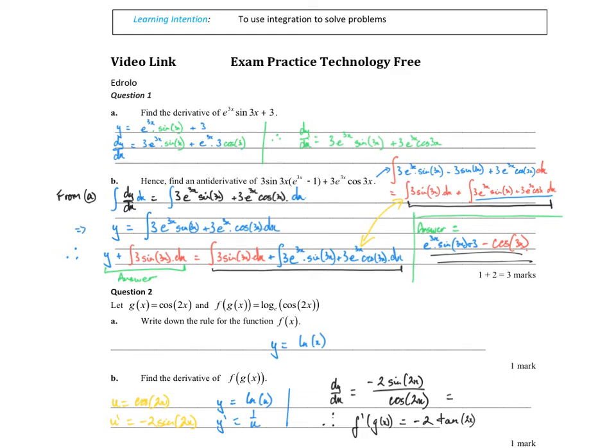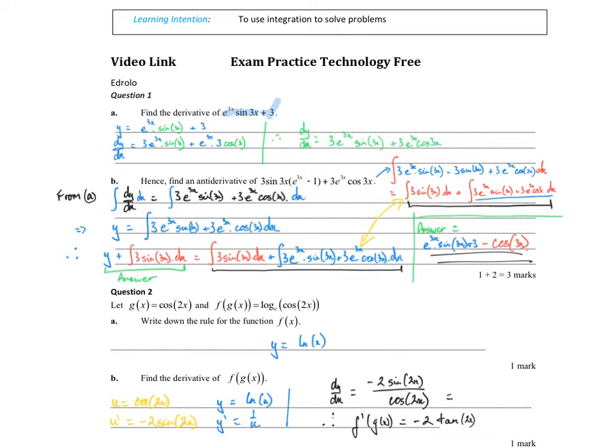All right, so let's again look at some past paper questions. Just follow the instructions. The derivative of e to the x sine 3x plus 3. So obviously the 3 is a constant. E to the 3x sine 3x, well, that's a product rule.